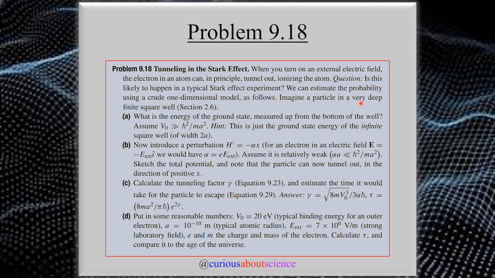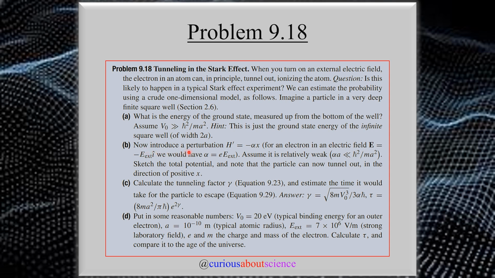Imagine a particle in a very deep finite square well from section 2.6. Part A, what is the energy of the ground state measured up from the bottom of the well? Assume that V0 is much greater than h bar squared over m a squared. This will become very important here soon. And the hint is, this is just the ground state energy of an infinite square well of width 2a. Cool, we can deal with that.